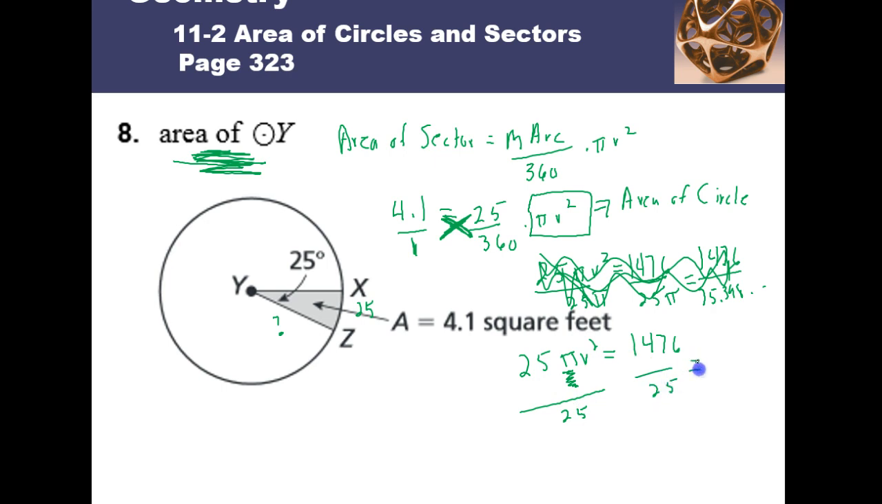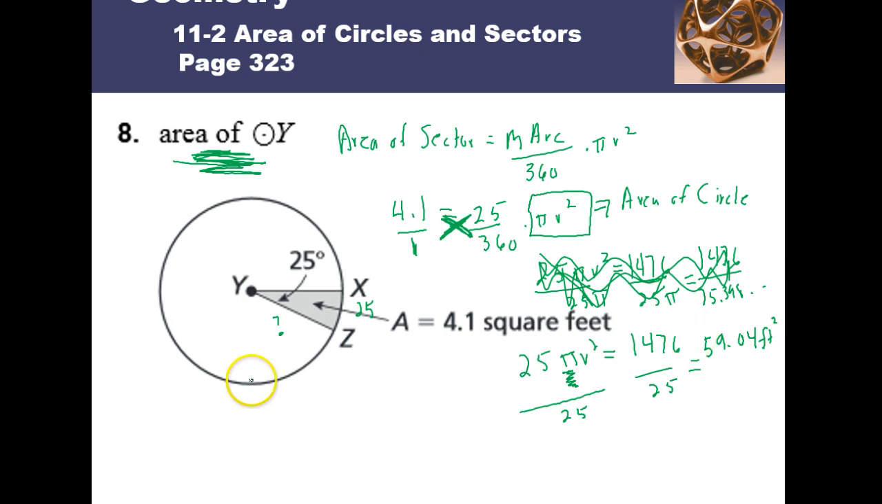So if I do 1476 divide by 25, and again, I really apologize, I'm going to get 59.04. Okay, so my answer should be 59.04 feet squared.